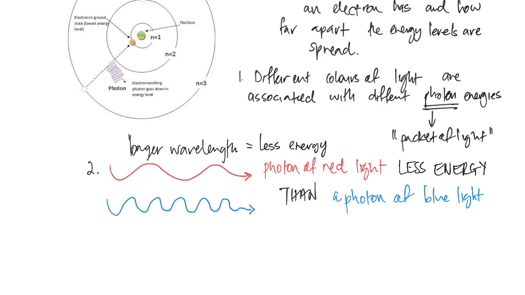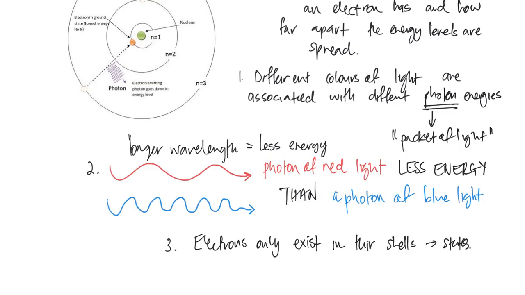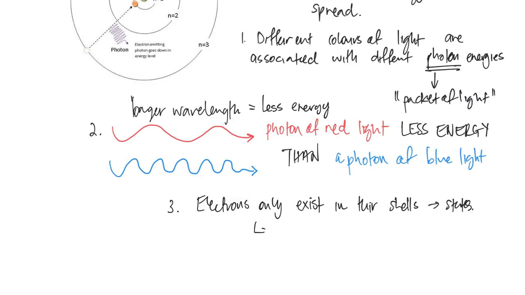Electrons only exist in their shells, right? So that's another thing that we must remember. Electrons only exist in their shells, or rather we should say states, around the nucleus. That means that every state or shell corresponds to its own energy.